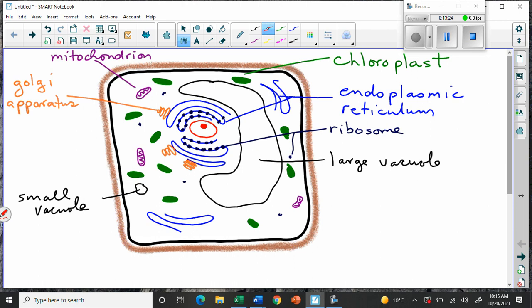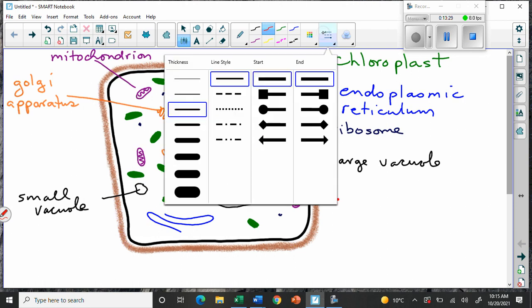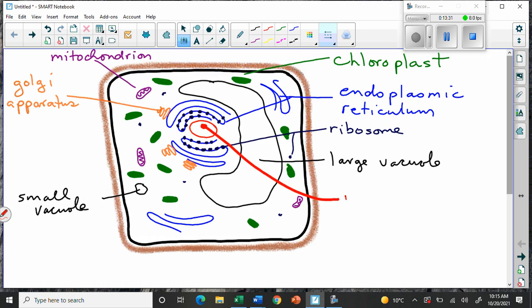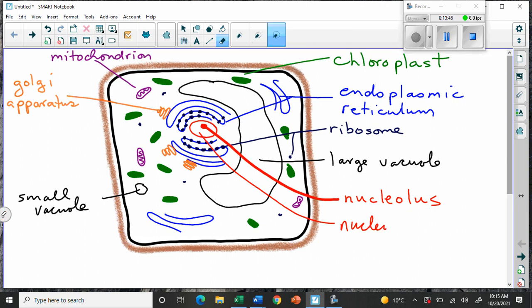So let me do the nucleolus first. I'll bring them down around here like this. Oops, I forgot to make that smaller. The nucleolus, which is the ribosome factory where they're made, and then underneath it, I'll swing down here and put the actual nucleus, which contains the DNA. So make sure that's spelled right. Nucleus. All right, I don't think I've missed anything.